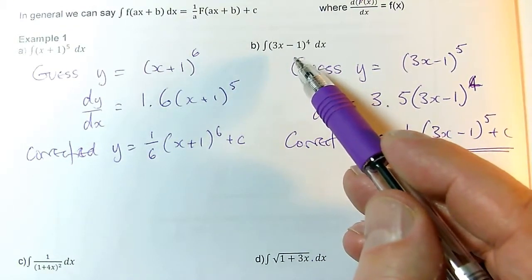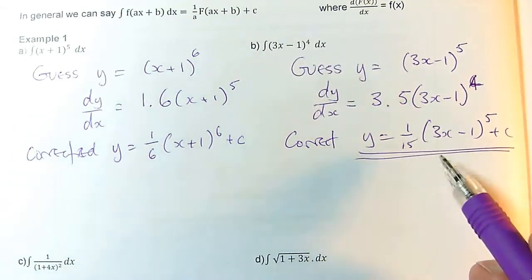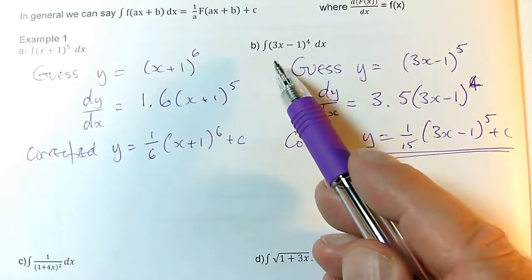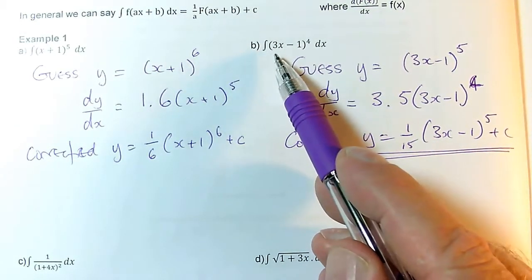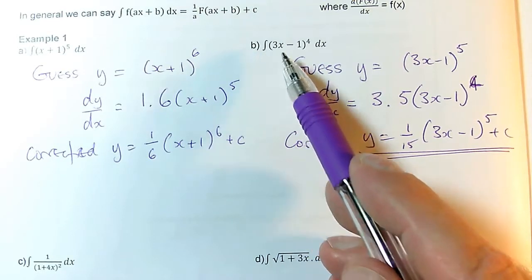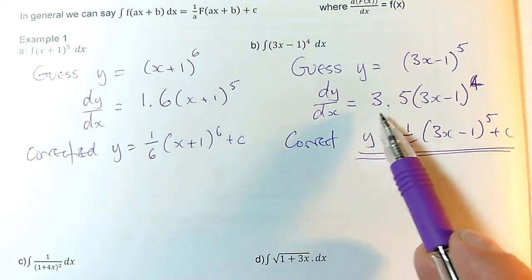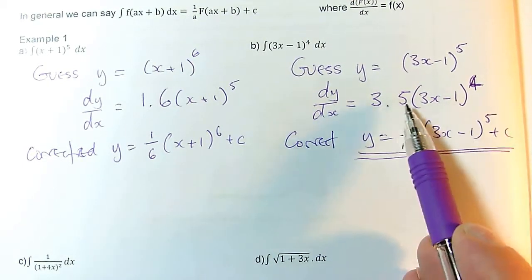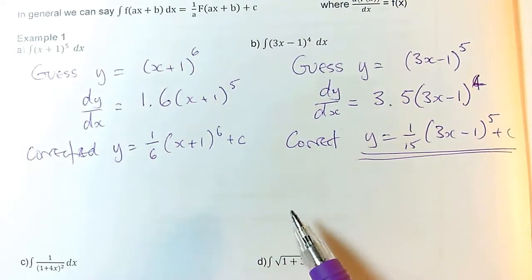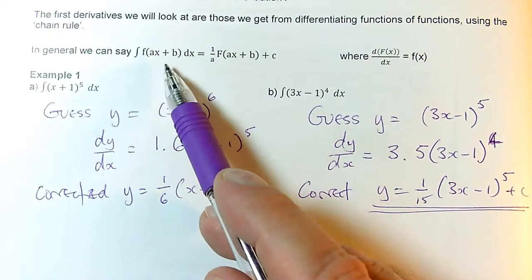x to the power of 4 would have differentiated to 1/5 x to the 5. But we had an extra thing going on. Because we had a 3 in front of the x, we have in fact to divide by that 3 as well, because we saw when we differentiated with the chain rule, an extra 3 would pop out. So that gives us this rule here.